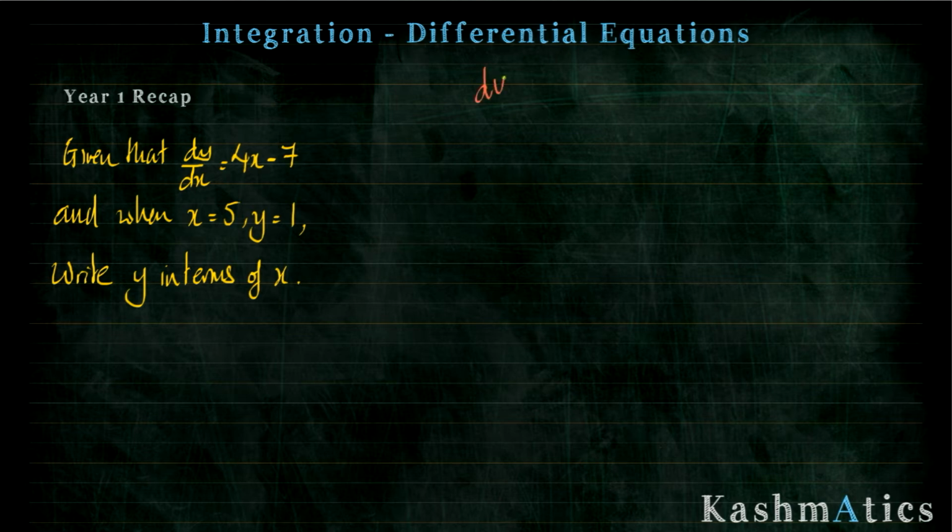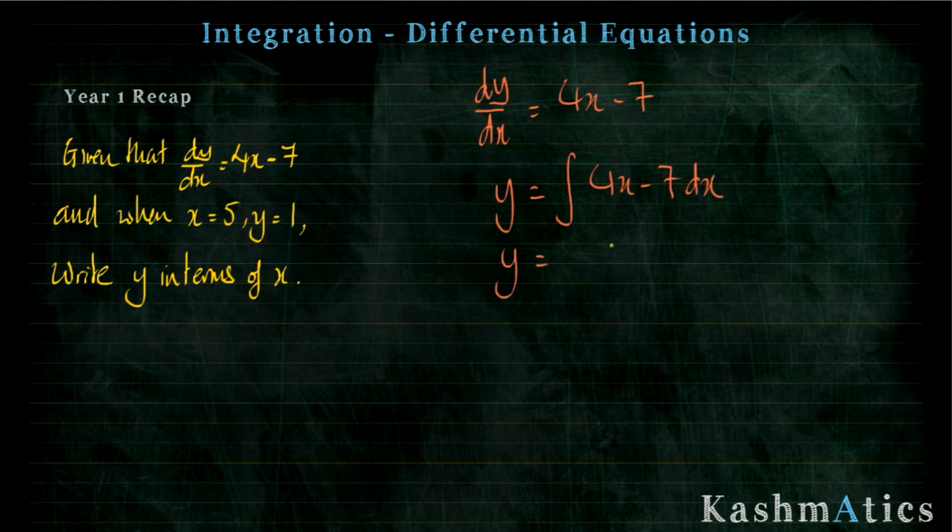So we've got dy by dx equals 4x minus 7. Now, if I want to work out what y is, I just need to integrate this. So dy by dx becomes y, and this becomes the integral of 4x minus 7 dx. So y would equal 4x squared over 2, which is 2x squared, minus 7x plus c.